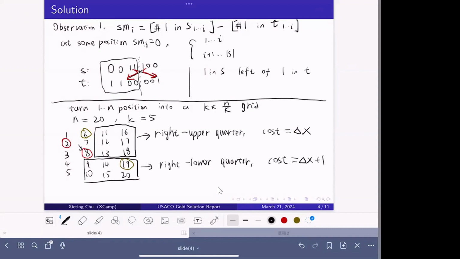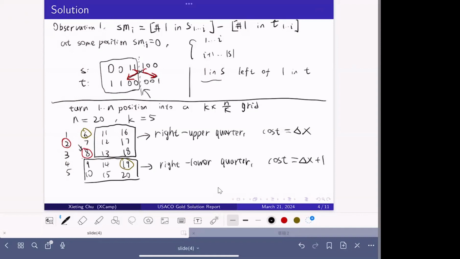We will not swap the 8 to the left part, either left upper or left lower, because in this observation we already know that all the ones in S are to the left of the ones in T. So we will only swap it to a position that has a bigger number. Otherwise there must be a cross like this, so we can do a swap like this to avoid these conditions.